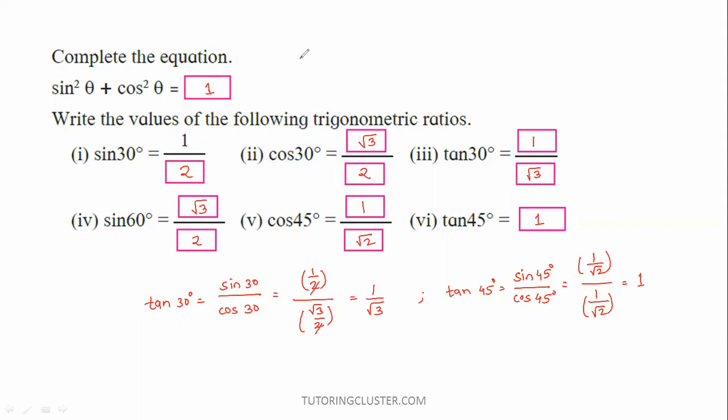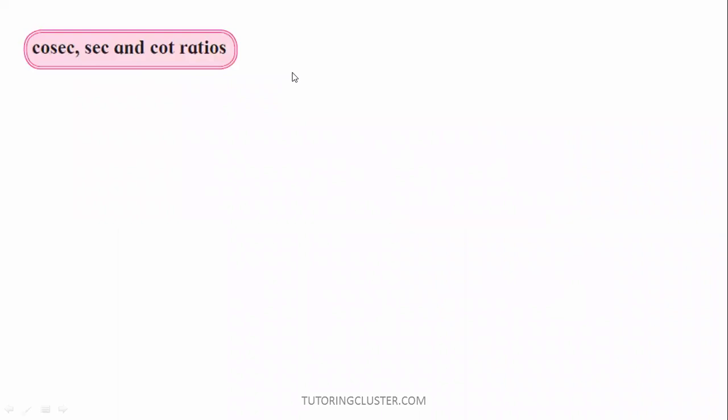Now let us start with the syllabus of 10th standard. Now how we are going to define cosec, sec and cot ratios. Okay, now for that, let me consider one right angle triangle. So this is a right angle triangle ABC, and this is angle theta. So with related to theta, this will be opposite side, this will be adjacent side, and AC will be hypotenuse of right angle triangle.